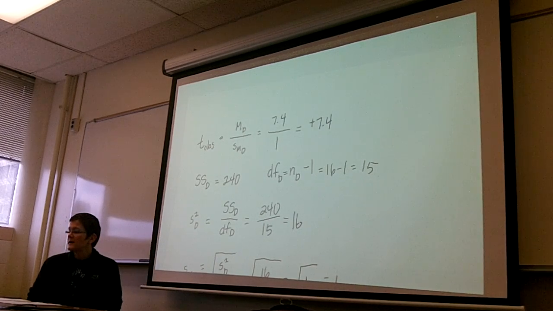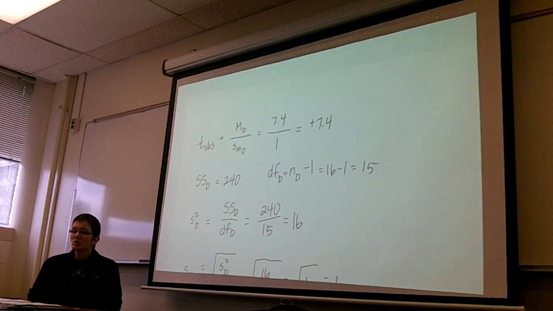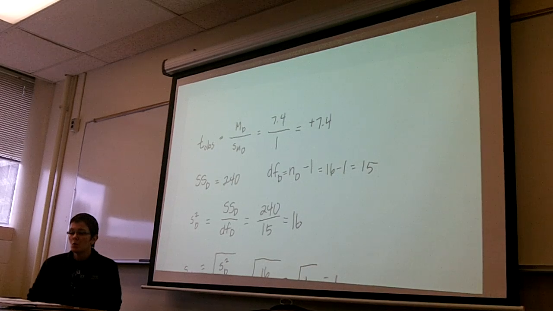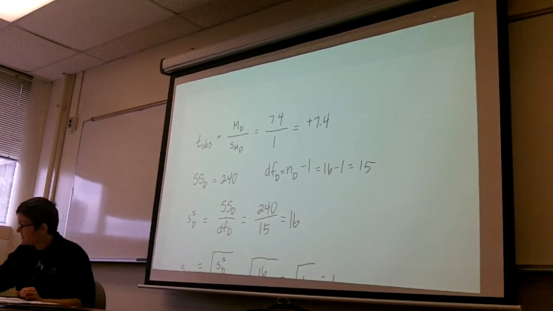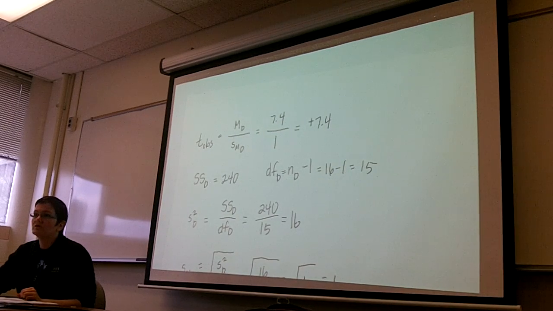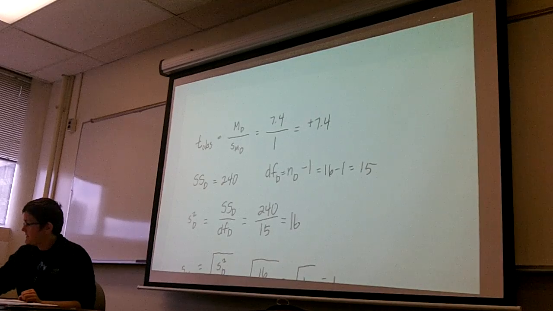So now we know that our T observed is positive 7.4. Now we're doing a two-tailed test with alpha 0.01. So what is our critical value? 2.95. Okay. You said it's 2.95, our T critical. Does anybody have any questions about where 2.95 came from? Nope. Okay. So 2.95.